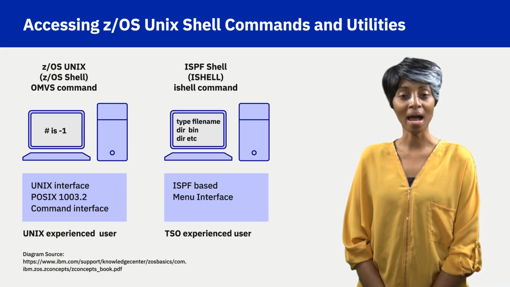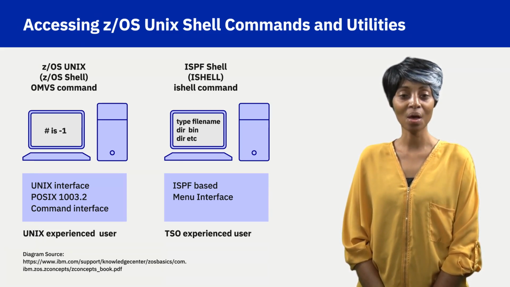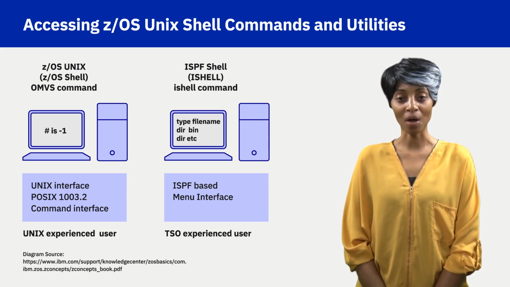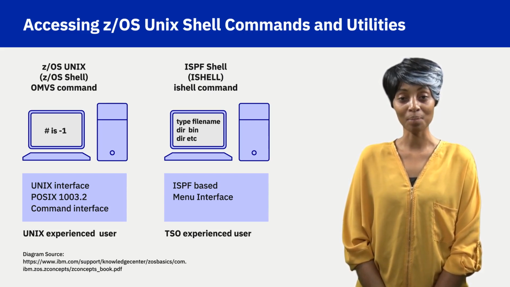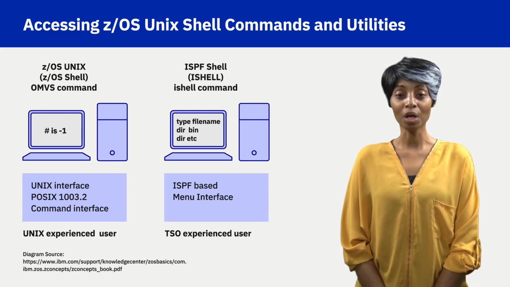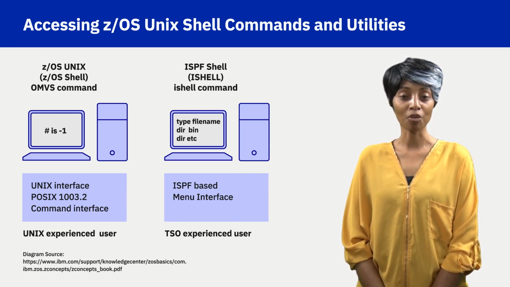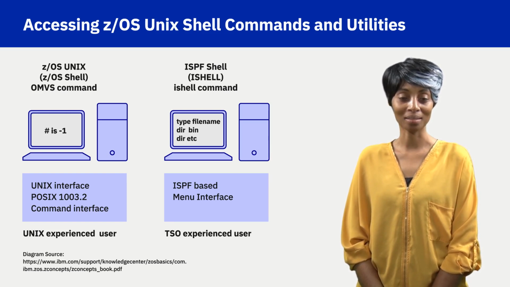Even the popular ISPF 3.4 Dataset List Utility panel can access z/OS Unix file systems by entering the Unix file path in the DS name level field of the panel. When using the OMVS shell prompt or an ISPF panel, the ISPF editor is available for edit of Unix files using the OEDIT command.